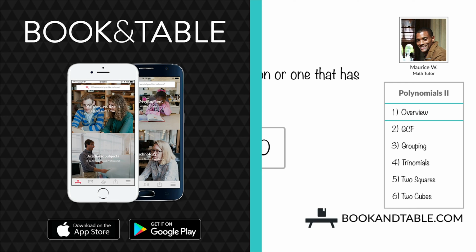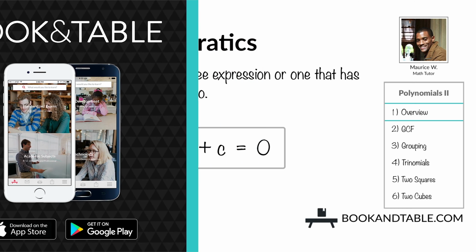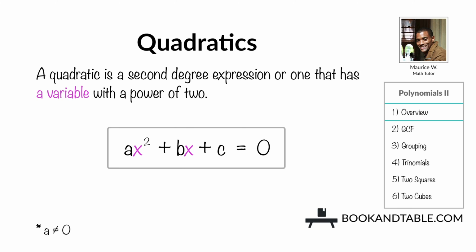We'll review the two methods of factoring trinomials. One, when the leading coefficient is equal to 1. The second method is when the leading coefficient is not equal to 1. We'll review how to factor the difference of two squares, and then we'll wrap up the chapter by reviewing how to factor both the sum and the difference of two cubes.